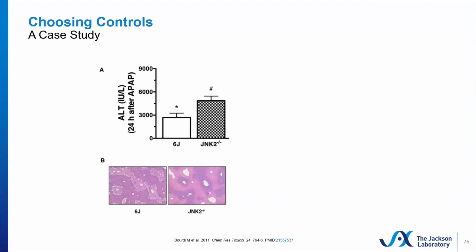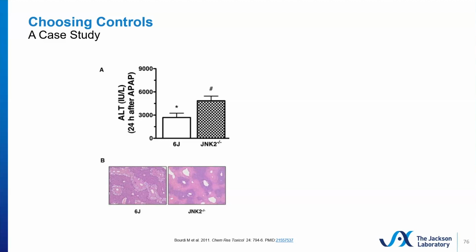It is not only important that you choose the inbred strain that matches your strain's genetic background, but you also want to make sure that you are choosing the correct substrain of that inbred line. This study from Birdie et al. examined the effect of JNK2 on acetaminophen-induced liver injury using a JNK2 knockout on a C57BL6 background. The researchers assumed that the knockout strain was on a C57BL6J substrain background.